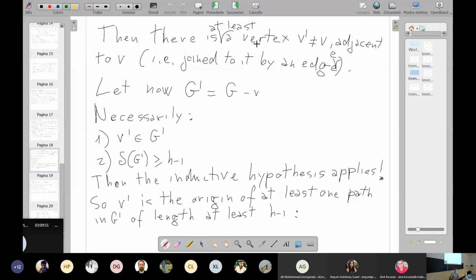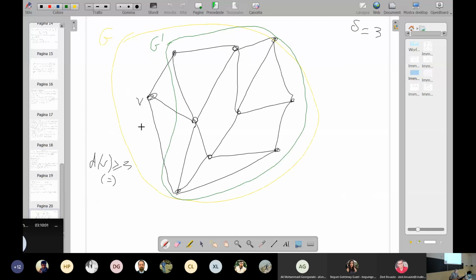Then there is at least one vertex adjacent to it. Which do we want to take? Let's take this. I like this. Okay, so I take this v prime. Sorry. There is at least this v prime adjacent to that vertex.